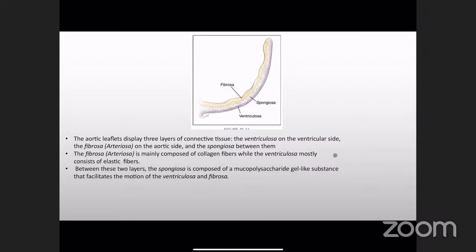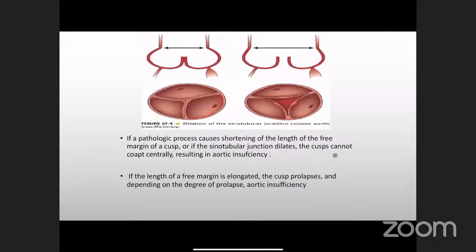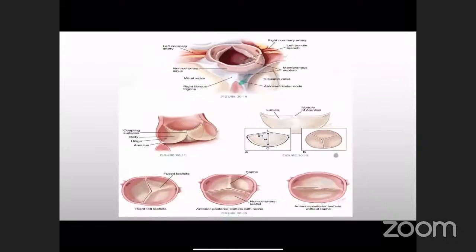the fibrosa. If a pathological process causes shortening of the length of the free margin of the cusps, or if the sinotubular junction dilates, the cusps cannot coapt centrally, resulting in AI. If the length of a free margin is elongated and the cusp prolapses, then depending on the degree of the prolapse, there will be aortic insufficiency.